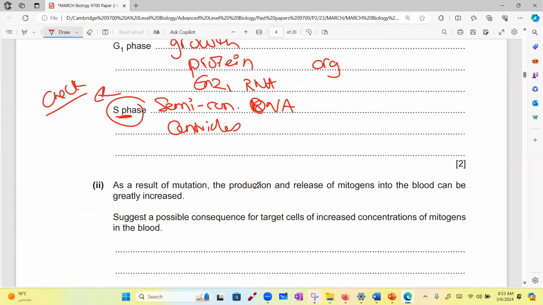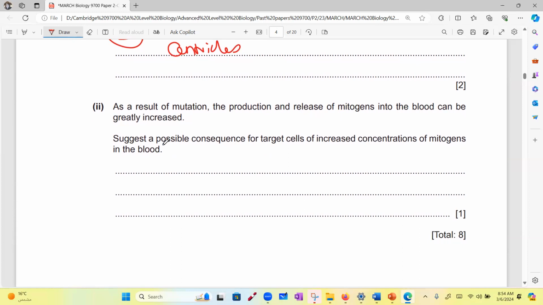As a result of mutation, the production and release of mitogens into the blood can be greatly increased. Suggest a possible consequence for target cells of increased concentrations of mitogens in the blood. What will it do to the target cells? Yes. It will bind with complementary receptors and cause uncontrollable mitosis.